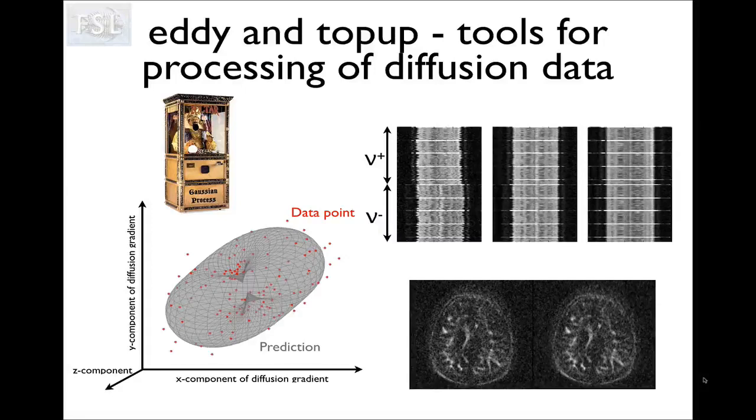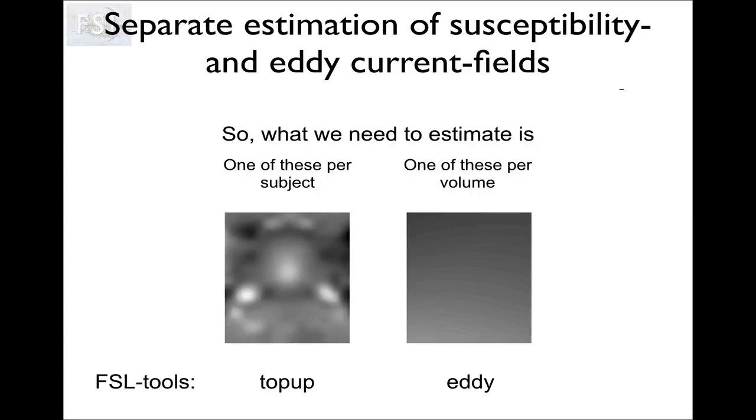Hello, and welcome back to this talk about diffusion, or specifically about how to pre-process diffusion data in order to correct for distortions and subject movement. If you remember from the previous episode, we concluded by saying that we need to estimate one of these, i.e. a susceptibility-induced off-resonance field per subject, and one of these, i.e. an eddy current-induced off-resonance field per volume.